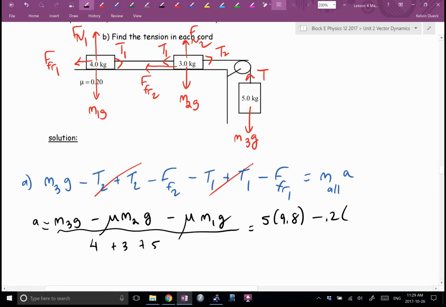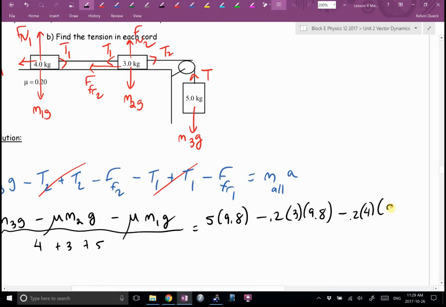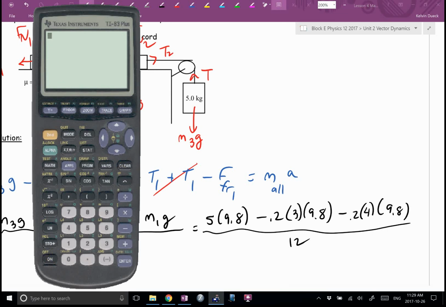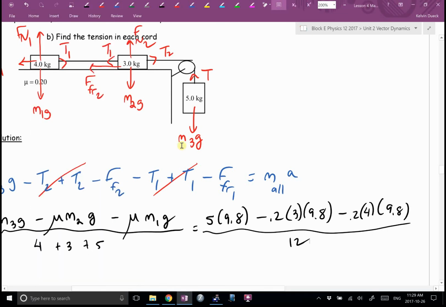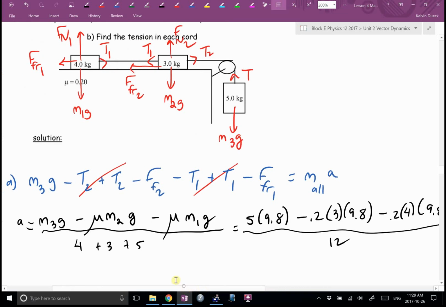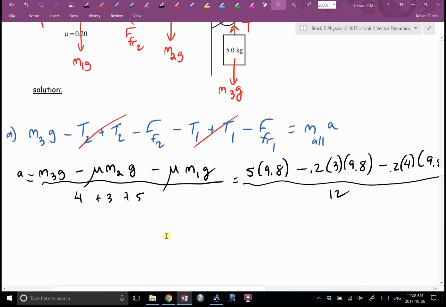Minus 0.2 times 3 times 9.8 minus 0.2 times 4 times 9.8, all divided by 12. I added 4 plus 3 plus 5 in my head. What'd you get? I think this actually does not work out to a repeating decimal. I think you get a half decent answer, like 2.94, and it stops. So A equals 2.94 meters per second squared.